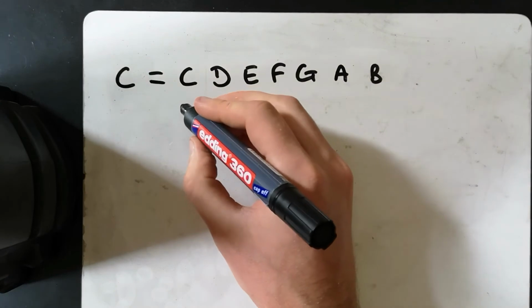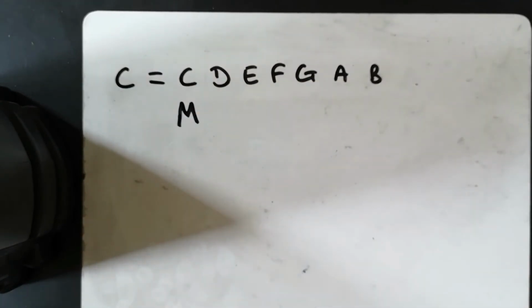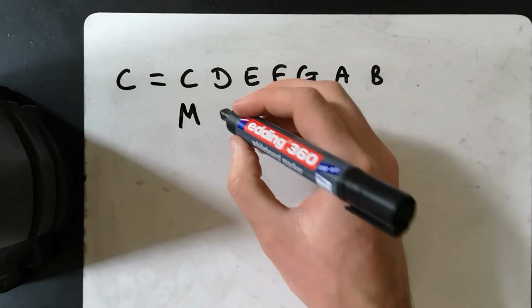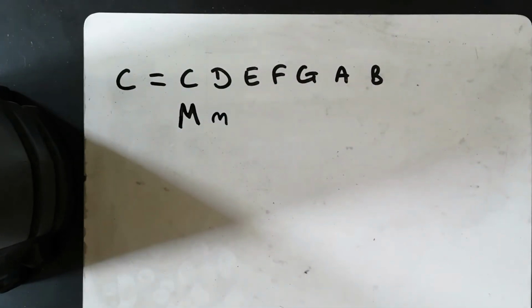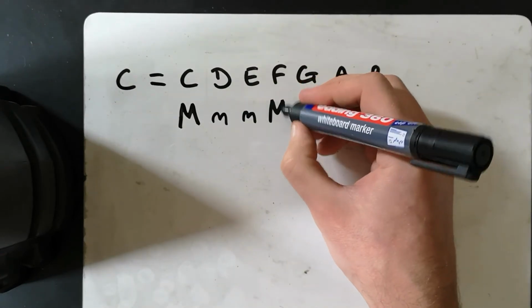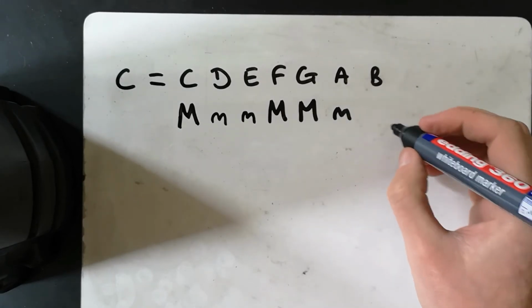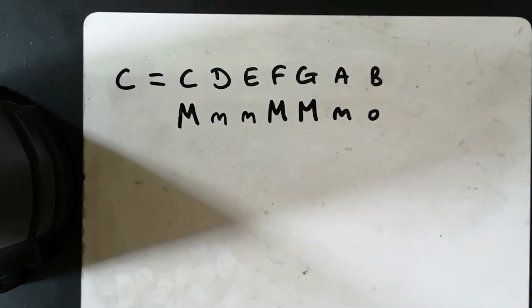So this is going to be capital M for major, D, small m for minor, E is a small m for minor, F, big M for major, G is major, A is minor, B is a weird one, it's very different, okay?